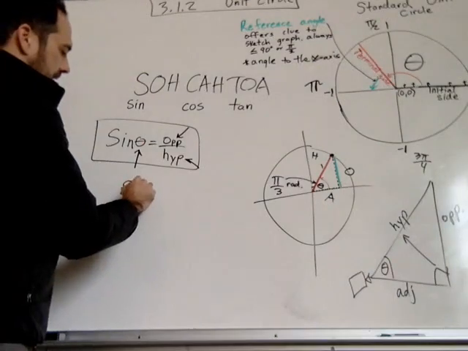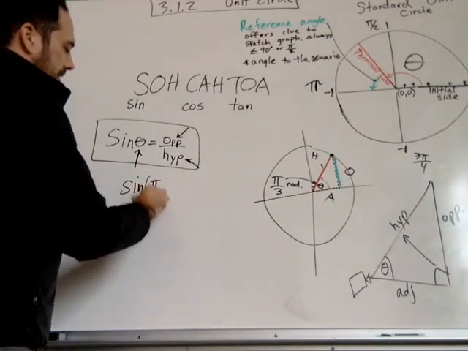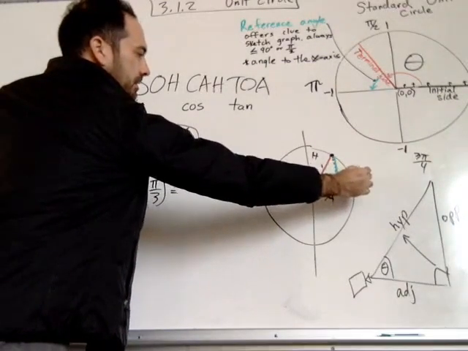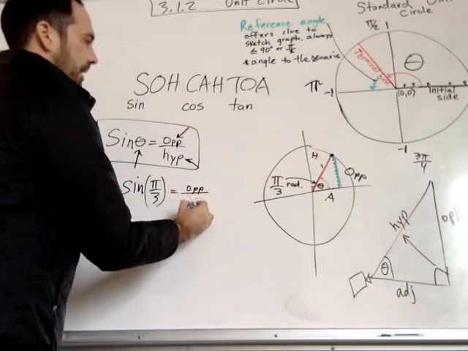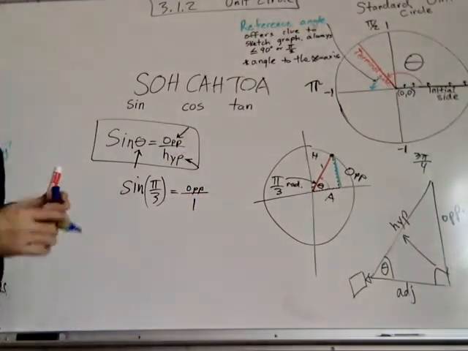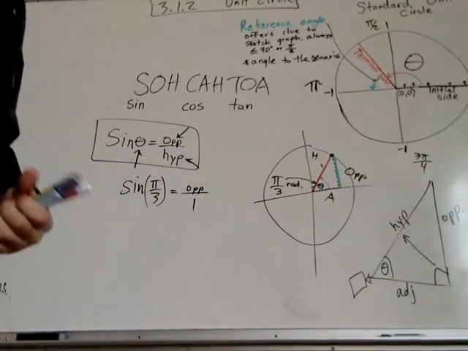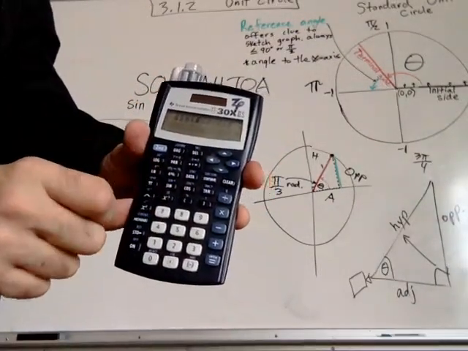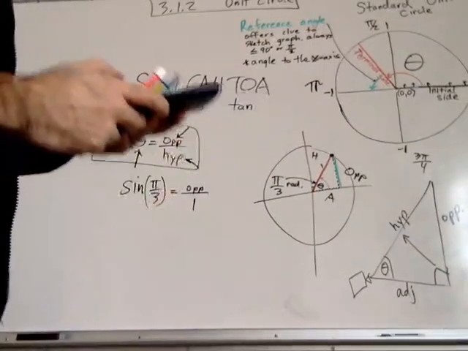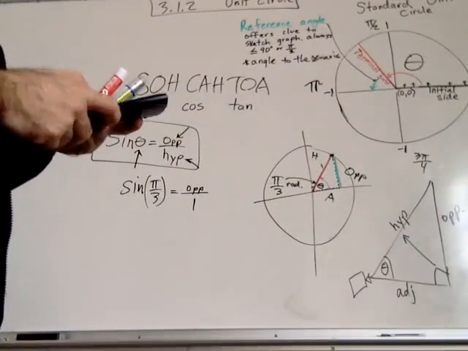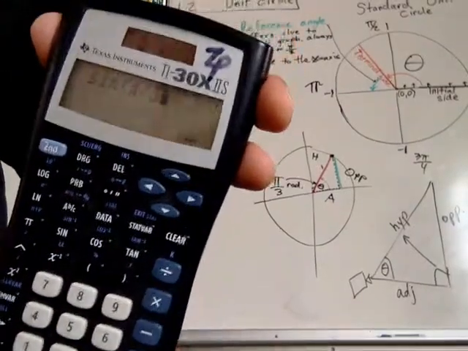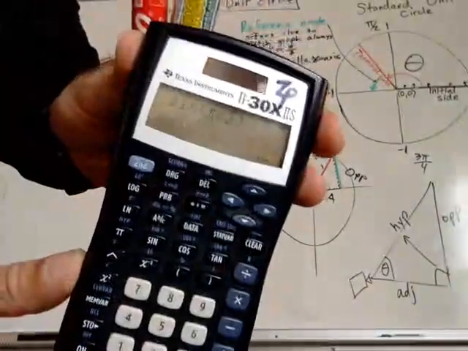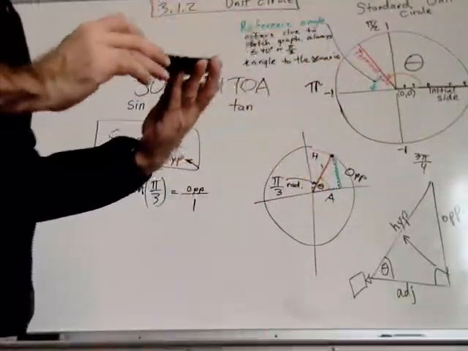So watch, I'm going to do sine of pi over 3, and that's equal to the opposite, which is what I'm looking for. We know the hypotenuse is 1. It's going to get easy really quick. So I'm in radian mode. I'm going to do sine, and then put in pi over 3, and you can use the pi button. Everyone see how that looks in there? You could put the last parenthesis up there if you want. It doesn't matter. So now I just push enter.